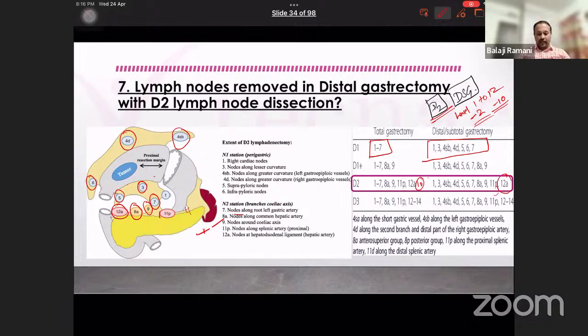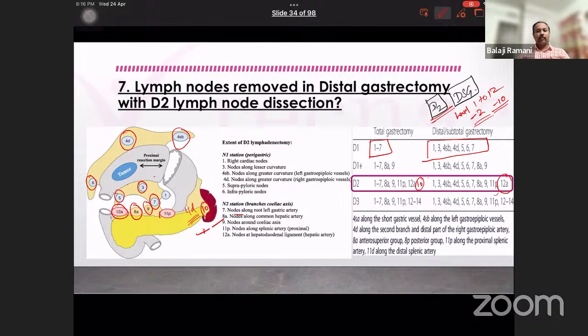And again, 11D, which is your distal splenic artery, is usually not involved because it is close to the hilum of the spleen, where those nodes are usually not involved in distal gastric cancer. We'll just clear the proximal splenic artery and not the distal splenic artery, and you will not do the splenic hilum as well. This D2 dissection has been asked multiple times.